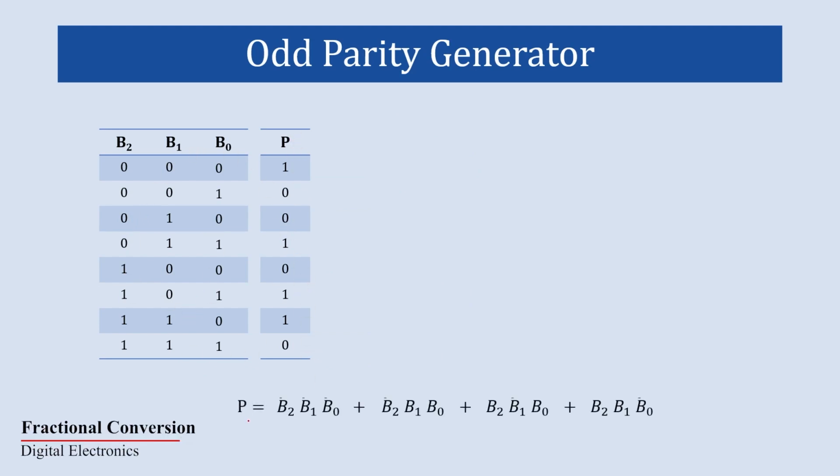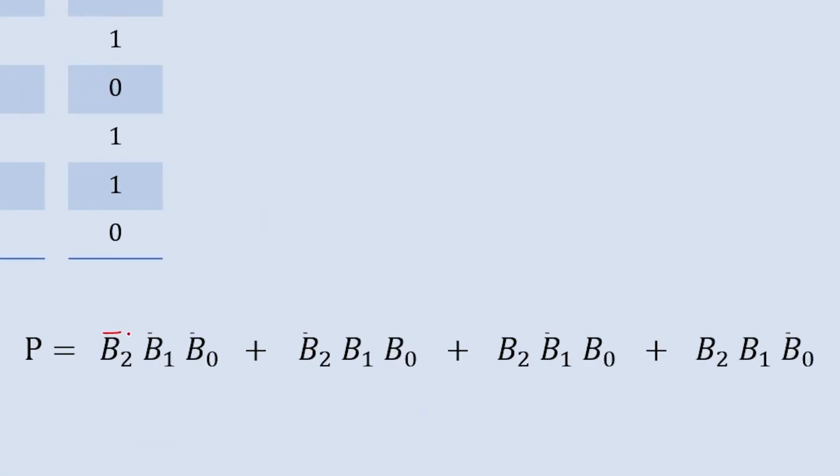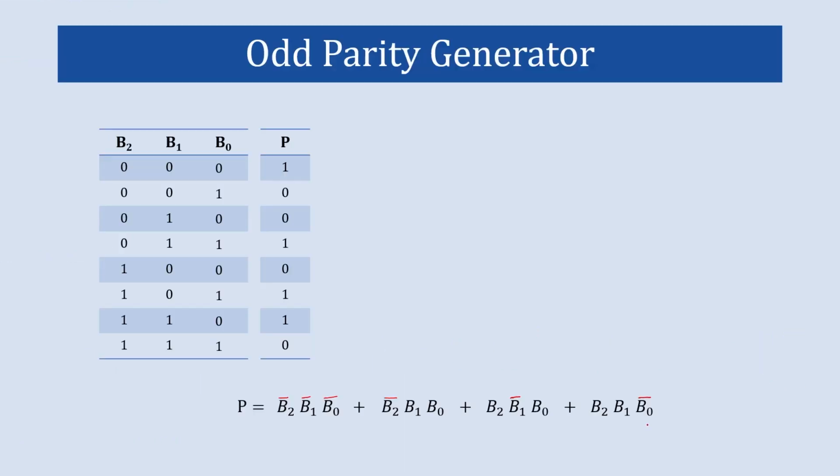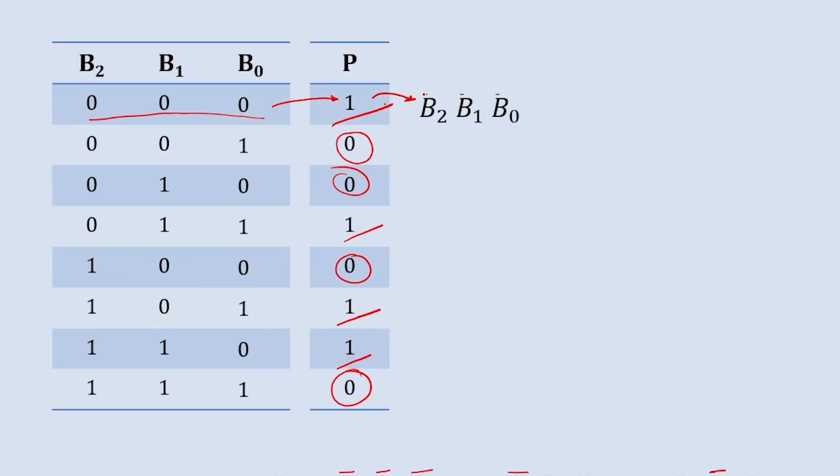Now this is the boolean equation for odd parity generator. It is B2 bar B1 bar B0 bar, plus B2 bar B1 B0, plus B2 B1 bar B0, plus B2 B1 B0 bar. So this is the boolean equation for odd parity. But the question is how this was derived. There are 4 combinations where we want 1 as our parity bit and the rest are 0. So here when B0, B1 and B2, all these data bits, are 0, how can we get 1 as parity bit? For that, here is the logic: B2 bar dot B1 bar dot B0 bar.